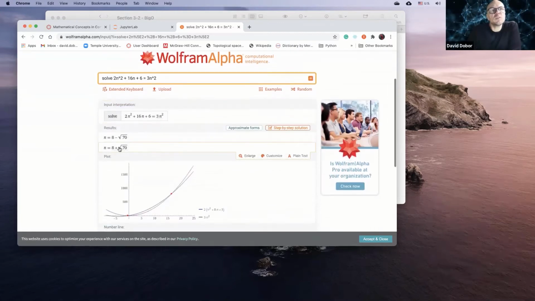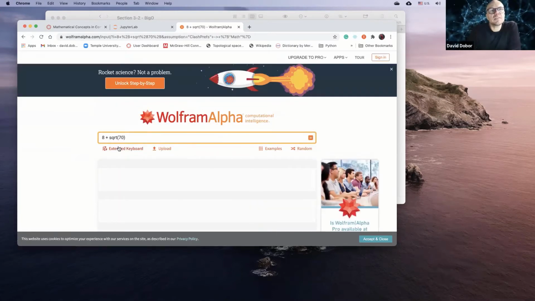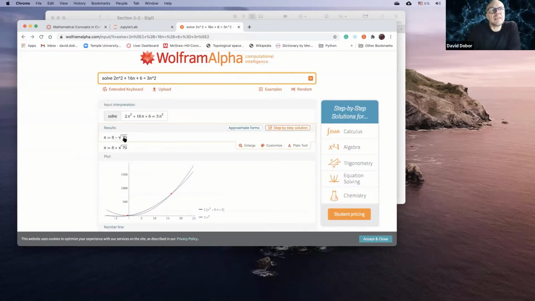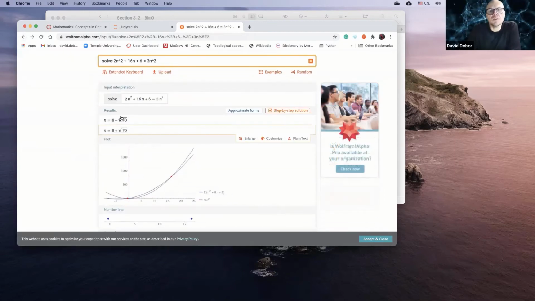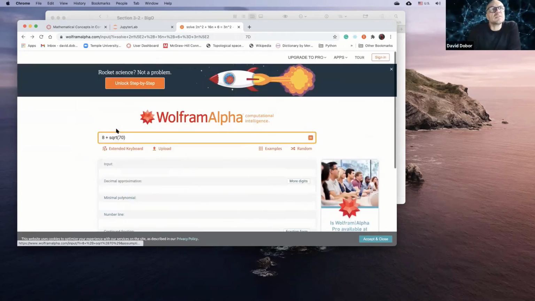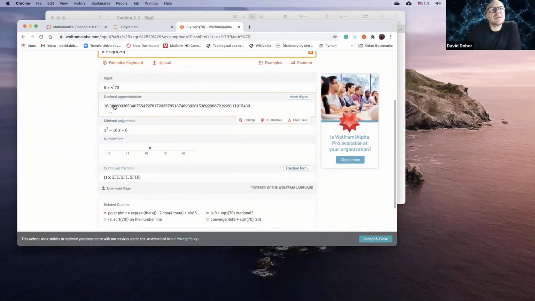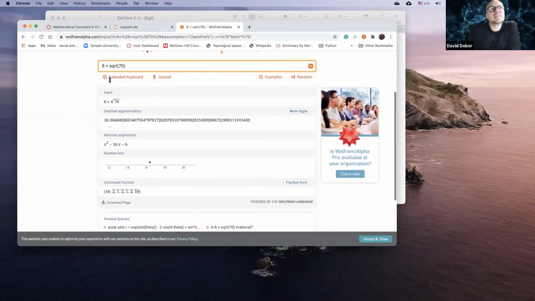This is about 16-ish. First of all, you don't care about the negative root. We care about positive n's, so you throw out that solution. Here's the solution that you care about. It's about 16.4-ish, 16.5-ish. Okay, that's the answer.